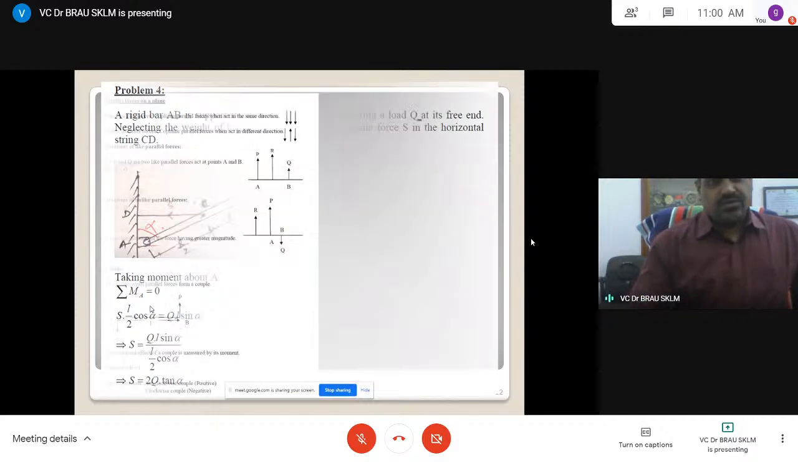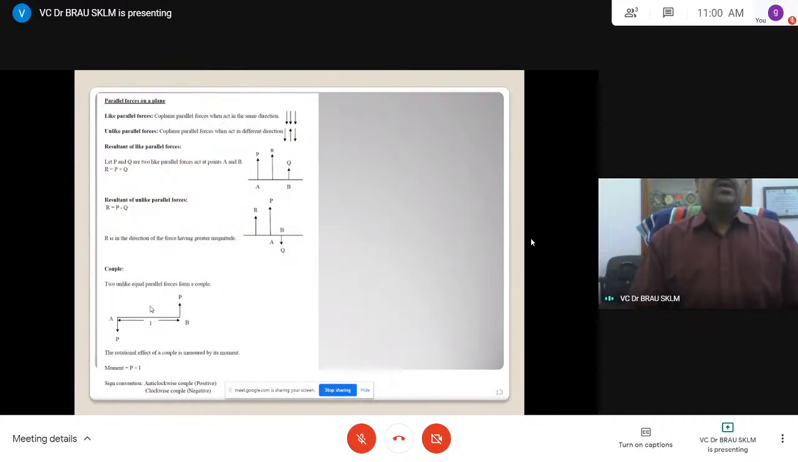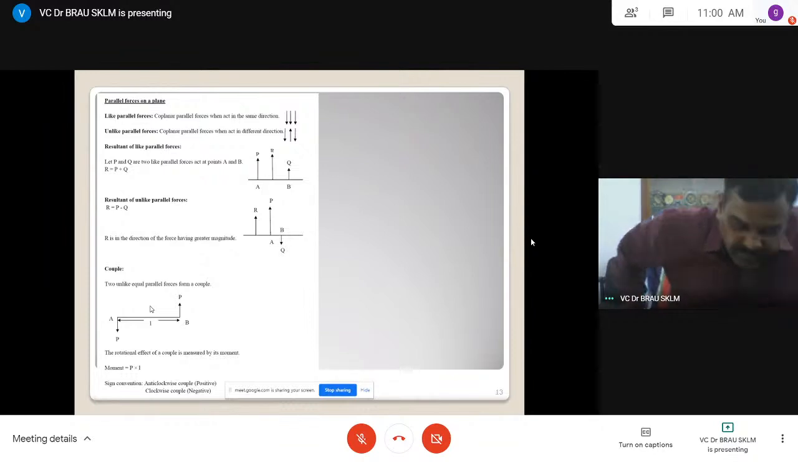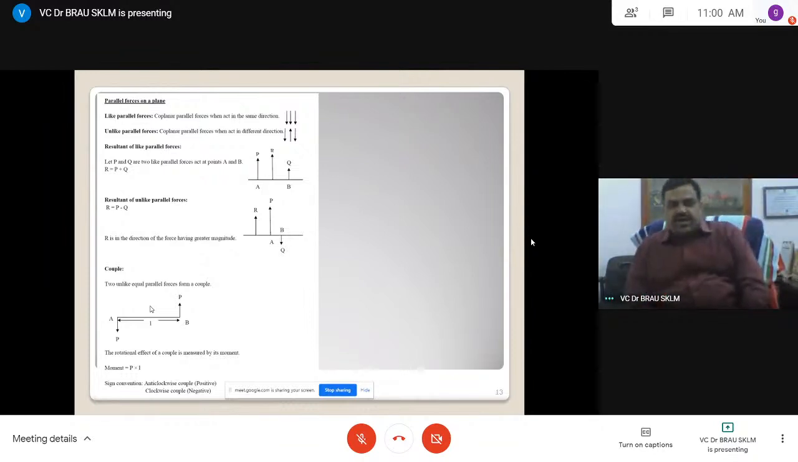This can be used in dynamics too, with the same rotation equation, M is equal to I alpha. In statics, I alpha is 0, since alpha is 0: uniform motion, there is no acceleration. So this is how the concept is used.